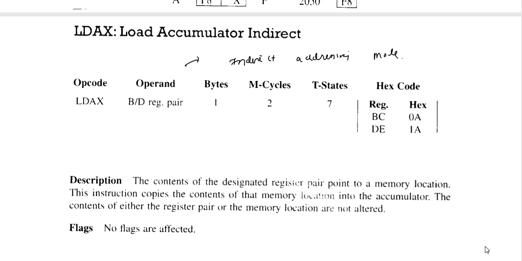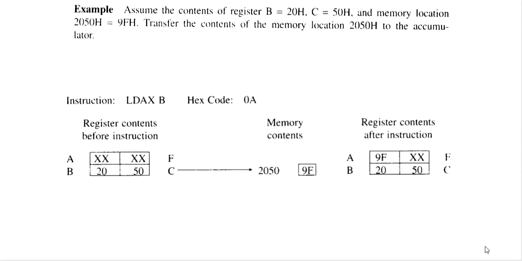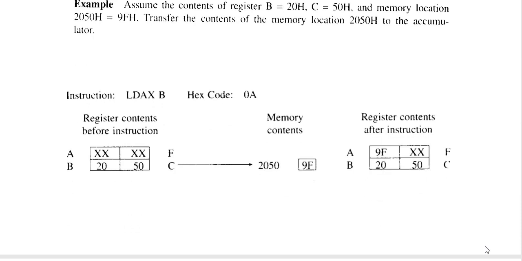Indirect addressing mode. If we see the example here, for example, if LDAX B is given, B means the register pair, that is BC. So BC has the value 2050. It is telling us to load the data from the memory location 2050, which is in the BC register pair, and load this data from this location into the accumulator.